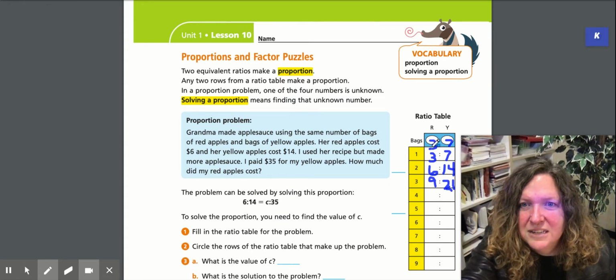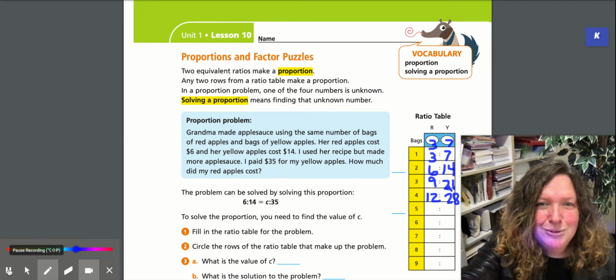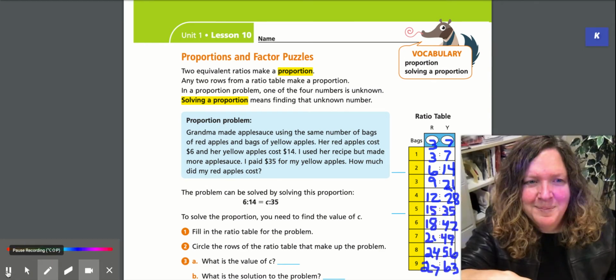What about 4? 4 bags at $3 a piece. 4 times 3 is 12. 4 bags at $7 a piece. 4 times 7 is 28. Pause the video and go ahead and fill out the rest of that chart. I'll do the same. I'll see you in a minute.